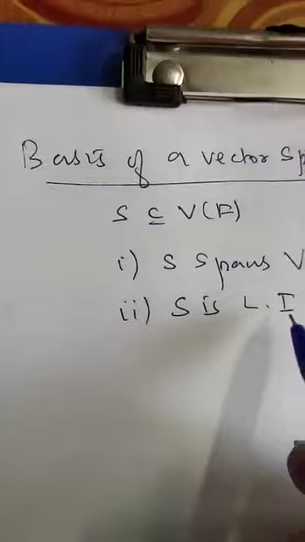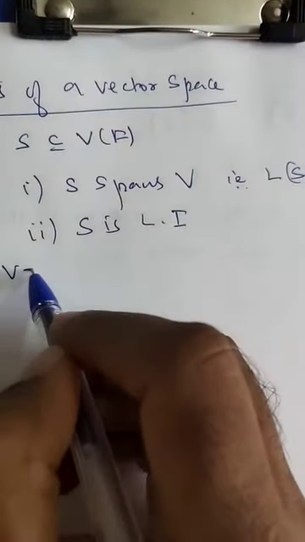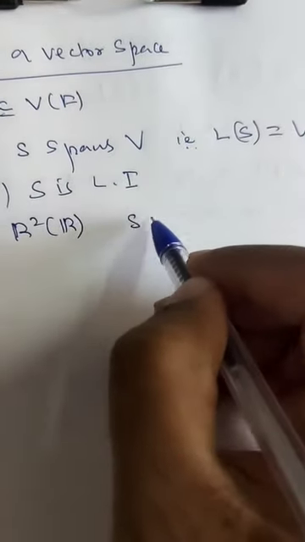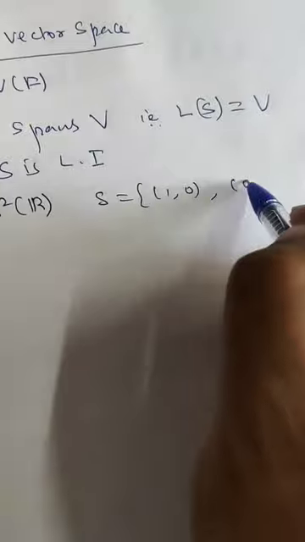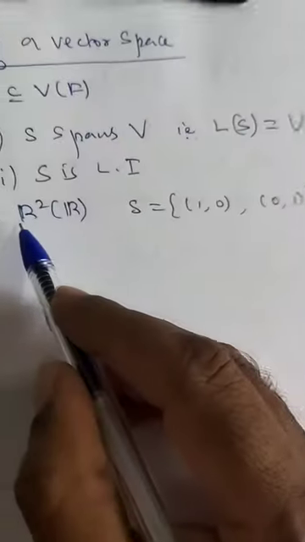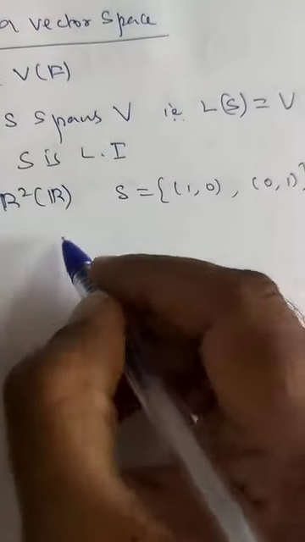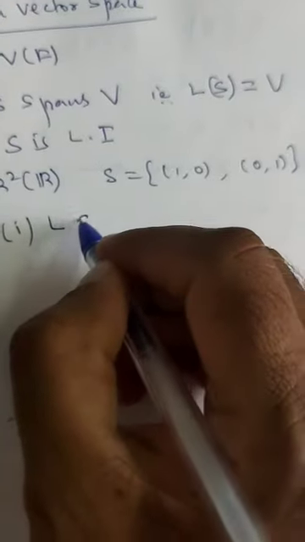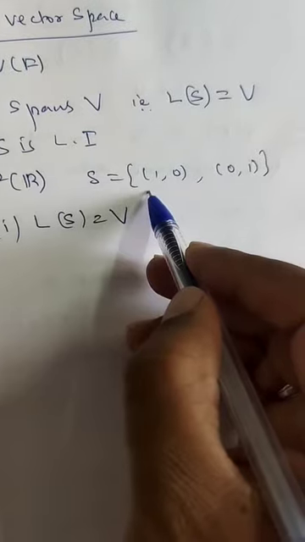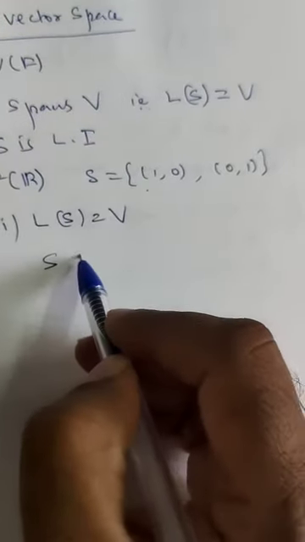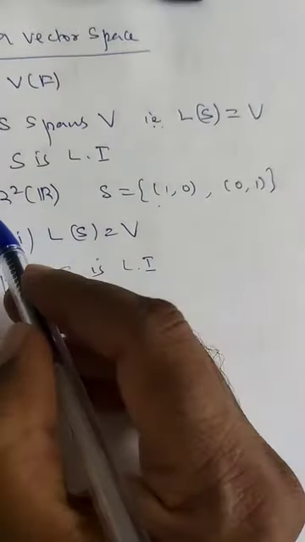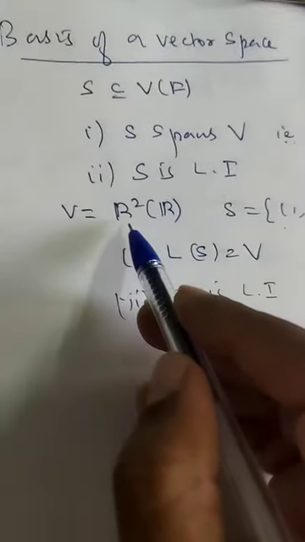Again, I'll take up the previous example where V is R2 over R and the set S is {(1,0),(0,1)}. You know that S spans V; already we have shown it. The condition means L of S is equal to V here. Also we have shown that this set is linearly independent. The second condition is that S is linearly independent. Therefore, S forms a basis of R2, or a basis of V.